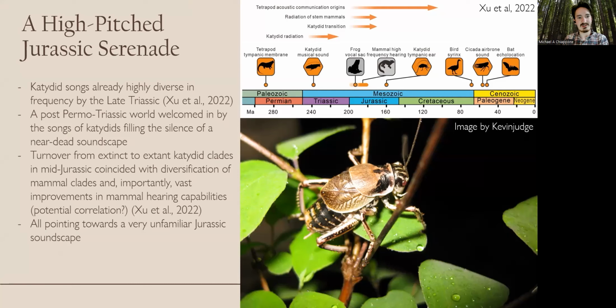But not only this, because these vocalizations were already diverse by the late Triassic, a post-Permo-Triassic extinction world may have been welcomed in by songs of katydids filling the silence of a near-dead soundscape after that devastating extinction. It's thought that musical sound in katydids originated in the fairly early Triassic, so it didn't take long for them to take over the soundscape.